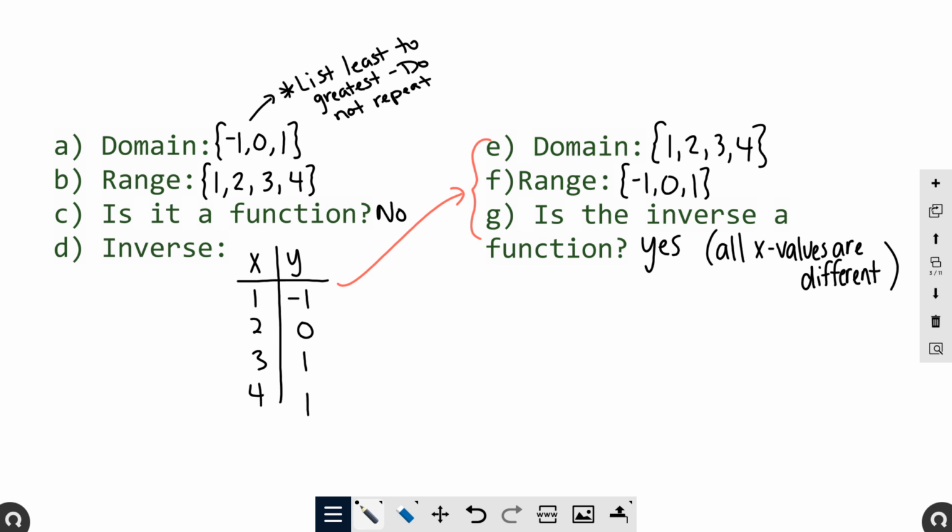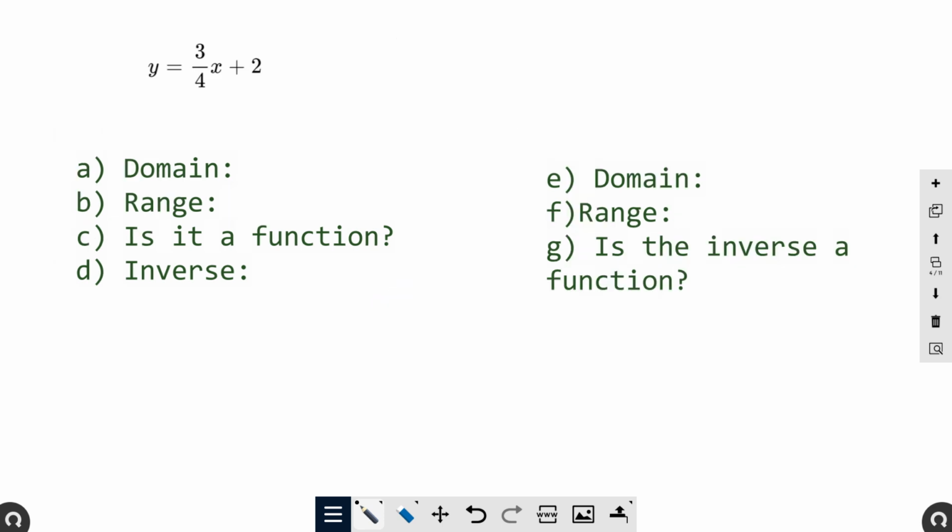It would pass the vertical line test, but all of our x values are different, so it is a function. Now, tables, they're pretty easy, right? But a lot of people get them wrong because they forget how to do tables. But they're the easiest ones. So remember, you list them out, you switch the x and y, and look at the x values to determine if it's a function. If the x values are all different, say yes. If not, say no. All right, let's look at our next one.